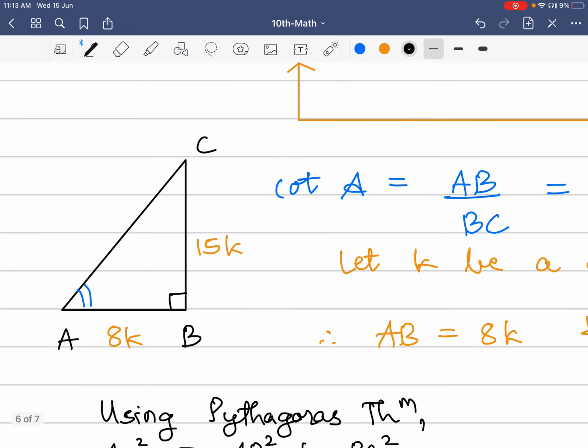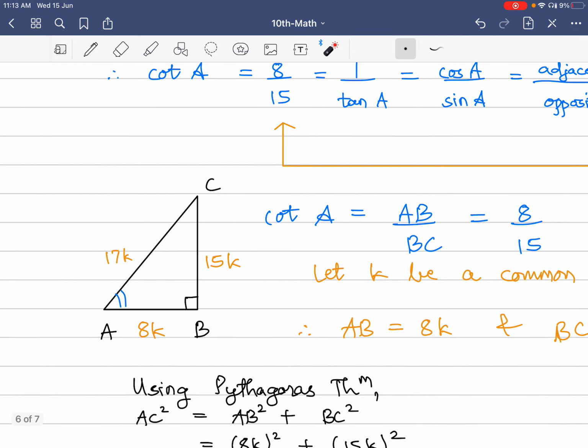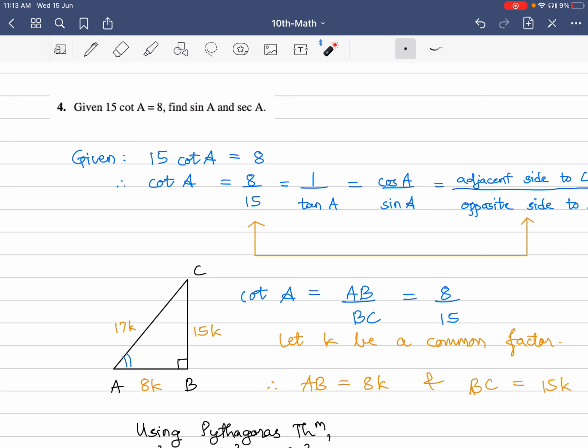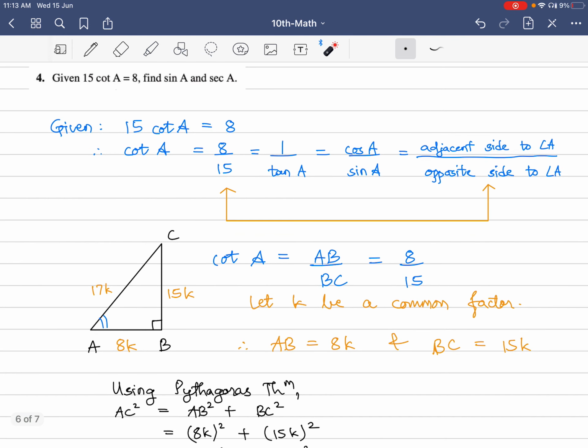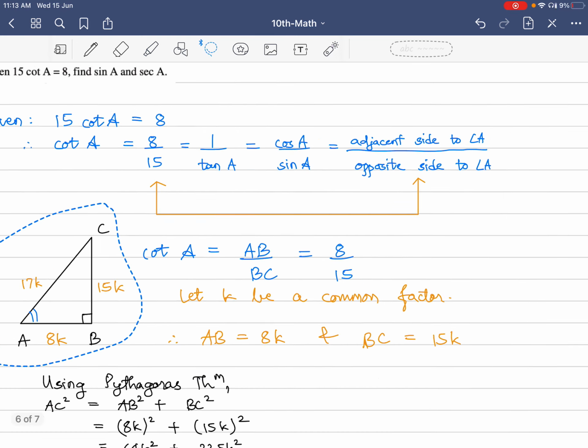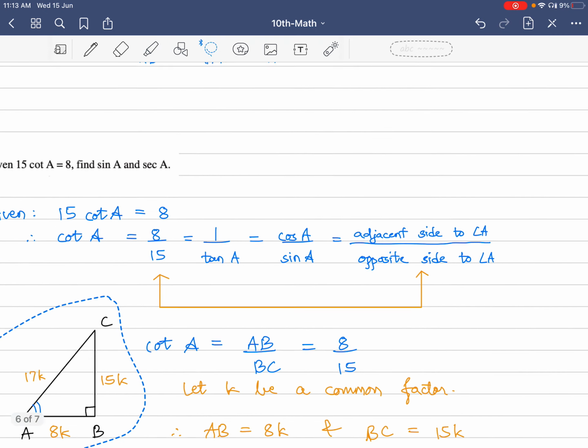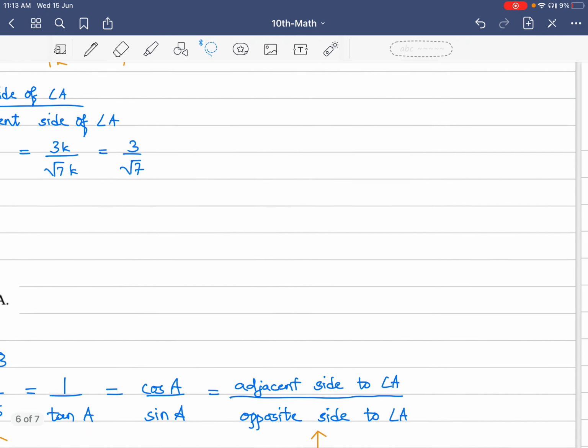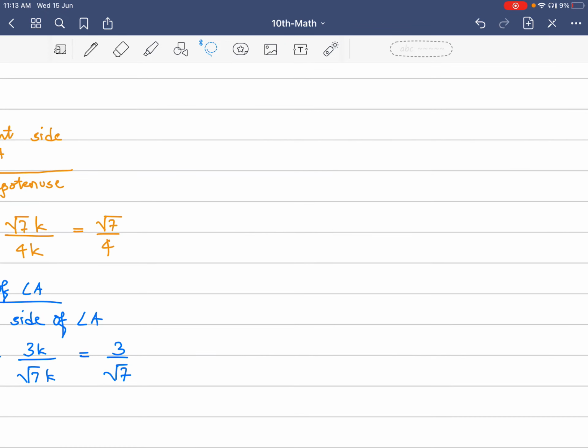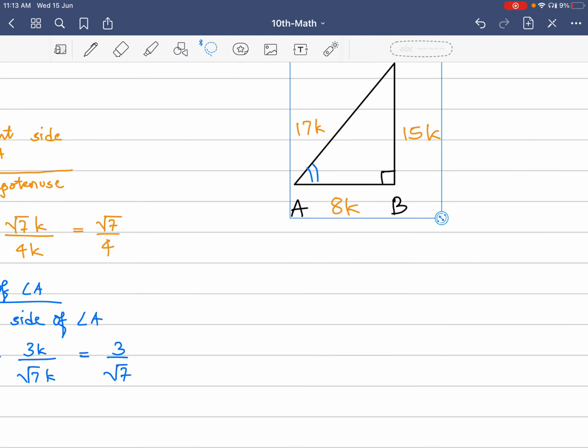Now I'm going to make a note of that here. So AC is 17K. Now thus we have this triangle ABC where all the three sides are known to us. If you know the length of all the three sides, you can find any trigonometric ratio value. So what I'm going to do is, we are going to make a copy of this and take it to the other side. Paste.